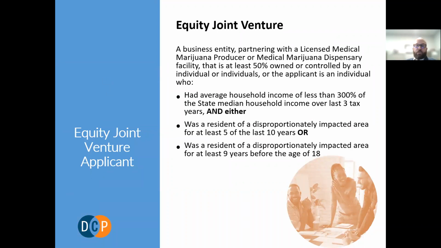An equity joint venture: these businesses partner with a licensed medical marijuana producer or medical marijuana dispensary facility that is at least 50% owned or controlled by an individual or individuals, or the applicant is an individual who has had an average household income of less than 300% of the state median household income over the last three tax years, and either was a resident of a disproportionately impacted area for at least five of the last 10 years, or was a resident of a disproportionately impacted area for at least 9 years before the age of 18.